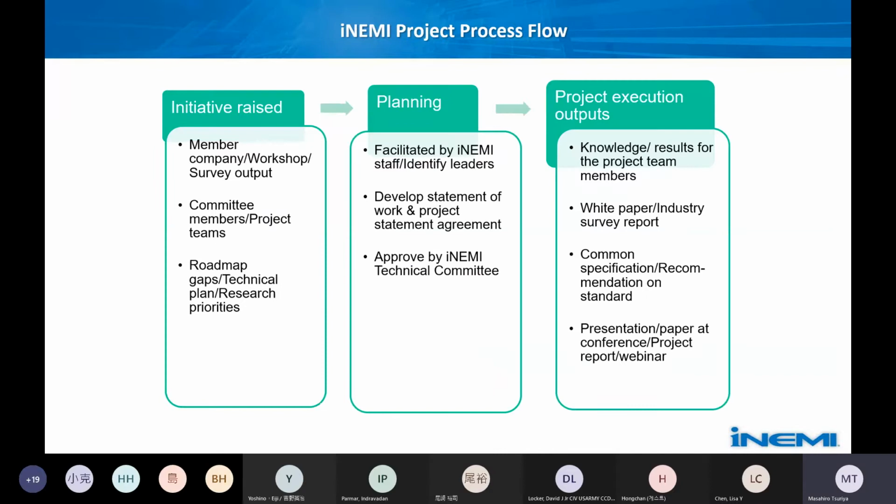This is the very brief process flow when we develop an iNEMI project. The first phase is to collect input or suggestions from members or non-members. We also get suggestions and recommendations from workshops or surveys. Then we define the project and plan the phases. Then we develop the SOWs. Then we start the project execution. There are several outputs, depending on the project objectives or goals.